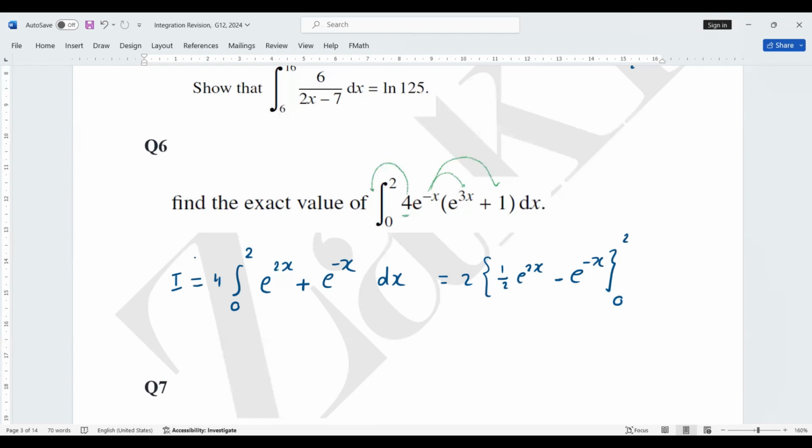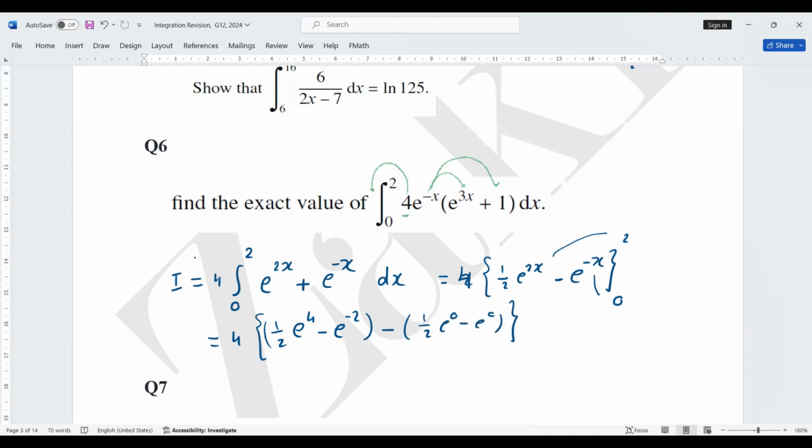But this is not 2, this is 4. Okay, yeah, this is 4. Now, replace x by 2 and replace x by 0 and make minus. So it's 4, open big bracket. So it's half e power 2 times 2, it's 4, minus e power negative 2. This is the first. When you replace x by 2, minus replace x by 0. So it's half e power 0 minus e power 0.